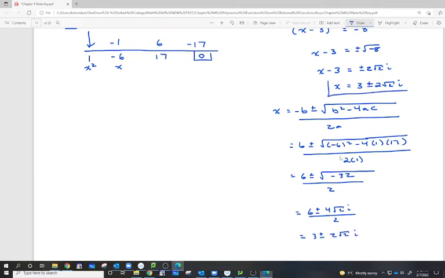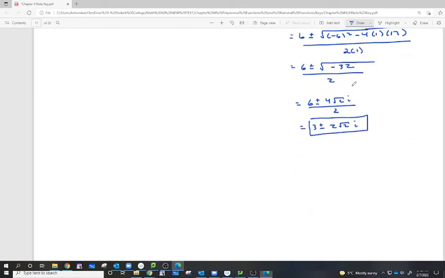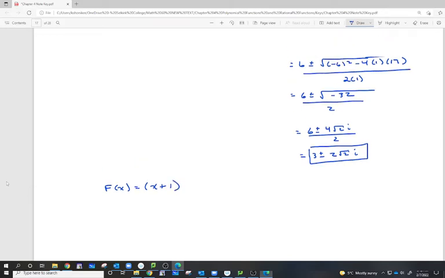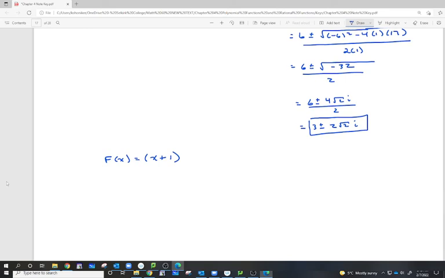It doesn't matter whether I did it this way or this way. I get that as my zeros. Now to finish this off, I want to write it as a product of linear factors. I don't have enough room if I do it there, so I'm going to do it down here. So f of x is going to equal my first factor, which was x plus 1. Let me just double check that. Yes. And then my other ones go like this: x minus, x minus. One of the zeros is 3 plus 2 root 2 i, and the other one is 3 minus 2 root 2 i.